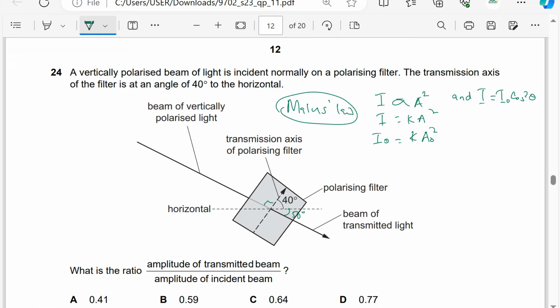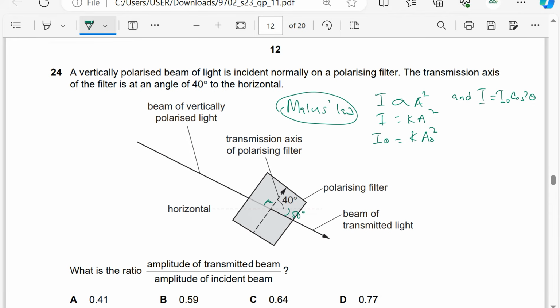So theta is the angle through which the transmission axis has been rotated, or the angle through which the filter has been rotated from the original position. I think this angle is 50, because if this is 90 and the other is 90, then this angle is going to be 50, because this is a straight line. The angle sum should be 180 degrees for a straight line.